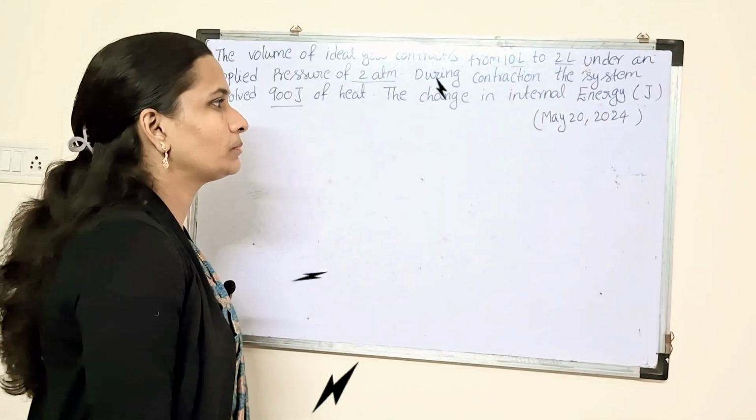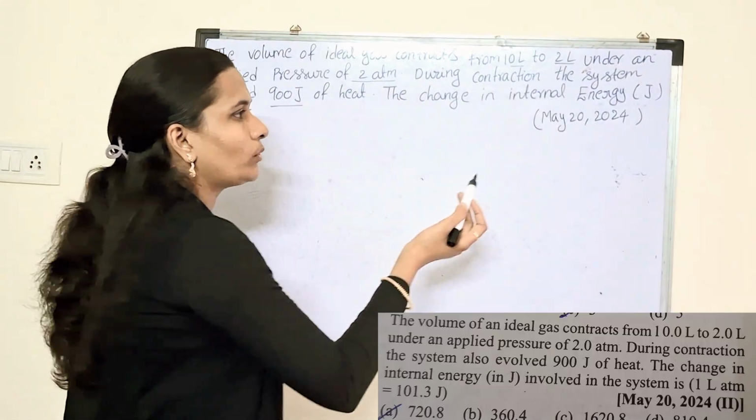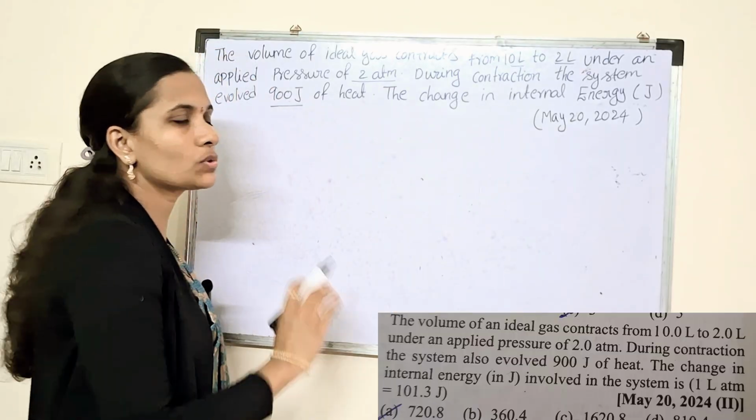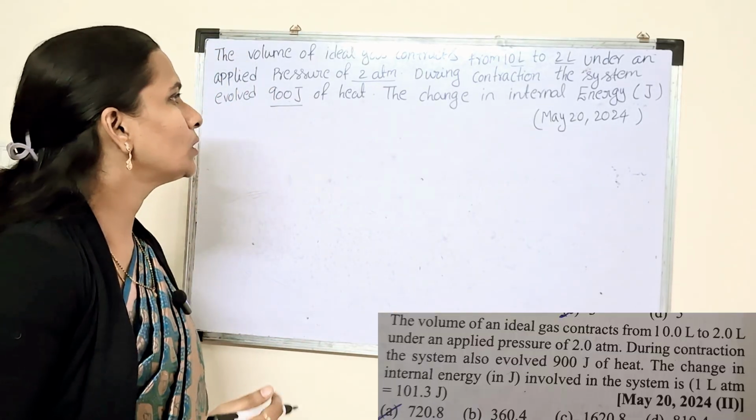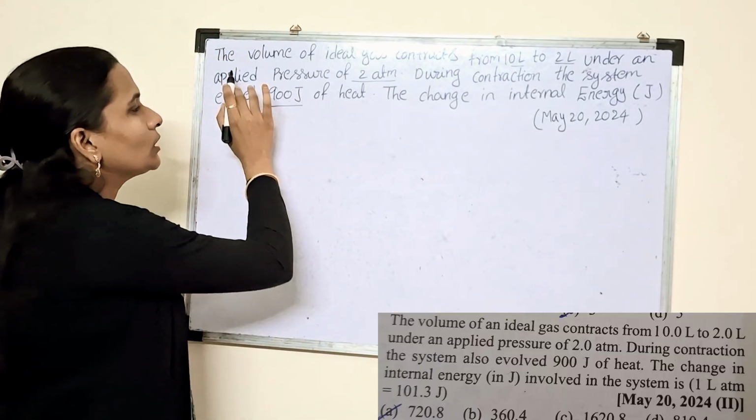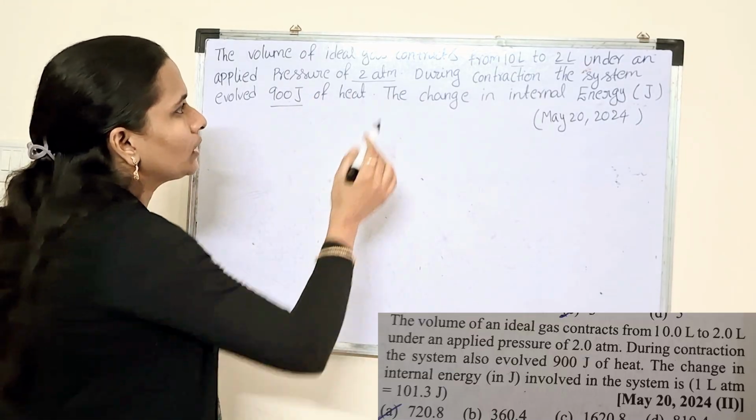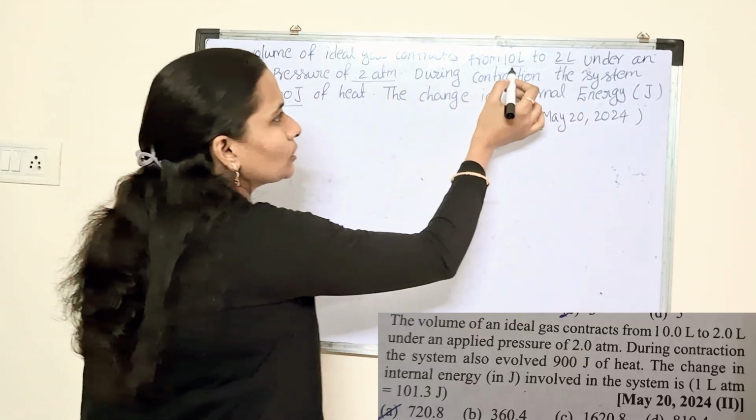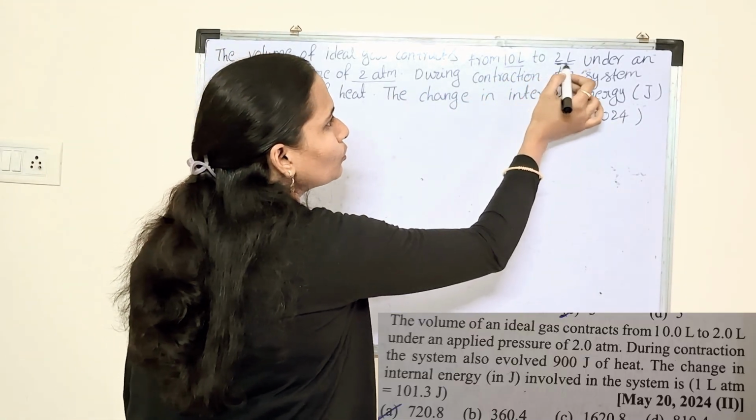Good evening, students. Today's question from May 20, 2024, belongs to thermodynamics. Now coming to the question: the volume of an ideal gas contracts from 10 liters to 2 liters.